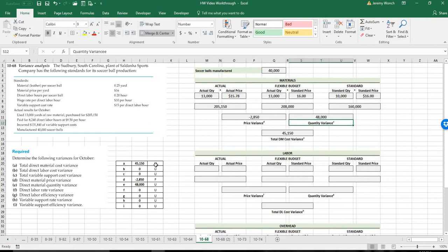And then also over here, we have a U for an unfavorable cost variance, which means we paid more than we wanted to. Or we have an F for favorable. So that's, we actually paid less than we anticipated to.